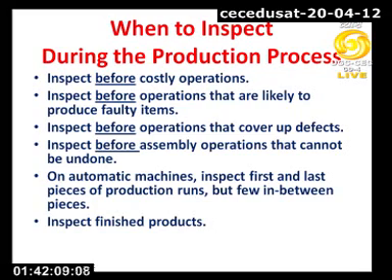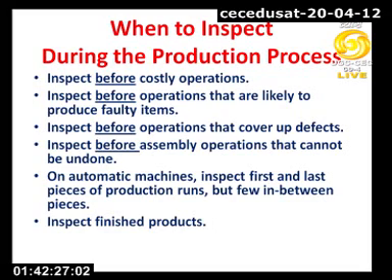When to inspect during the production process? Inspect before costly operations. If the operation is very costly, inspect the material before it enters the costly operation. Inspect before operations that are likely to produce faulty items. Inspect before operations that cover up defects, and inspect before assembly operations that cannot be undone. Once it has been done, it cannot be rectified.